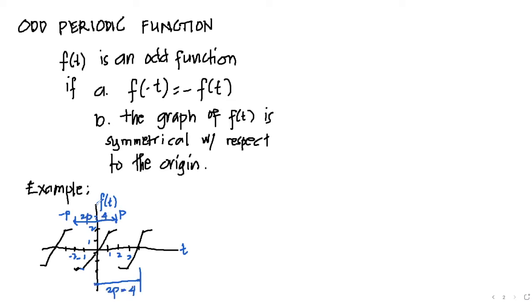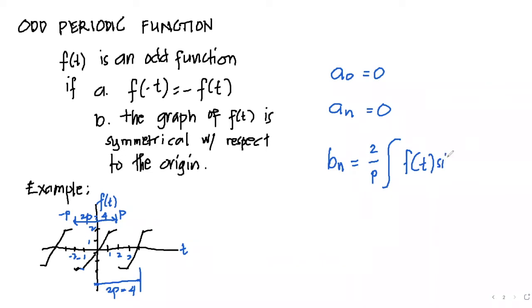Now, if the given periodic function is odd function, the value of the Euler constants a sub 0 and a sub n is 0. And the formula to determine b sub n is equal to 2 over p times the integral of f of t times sine of n pi t over p dt with limits from 0 to p. Upper limit p means 1/2 of the period.